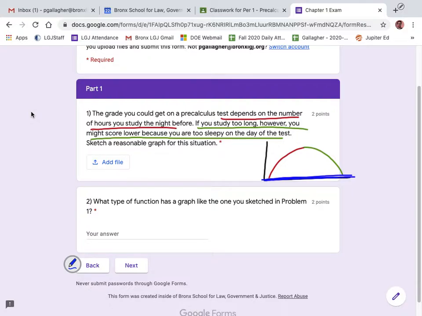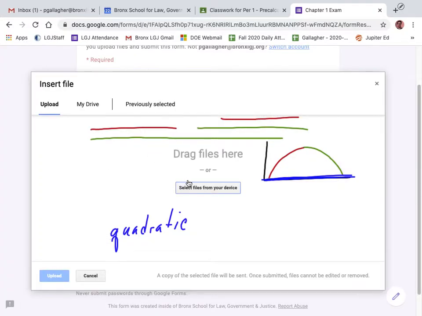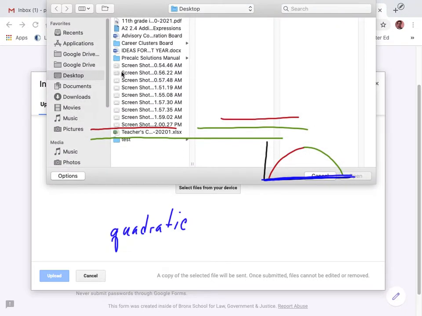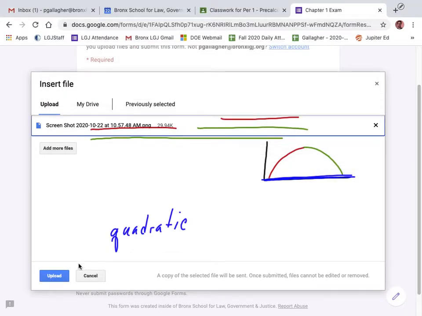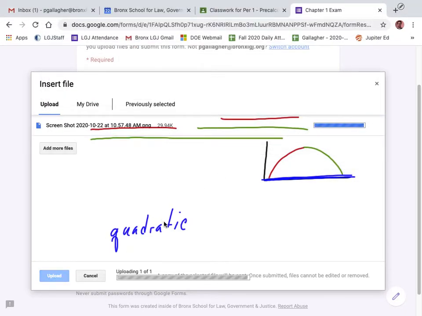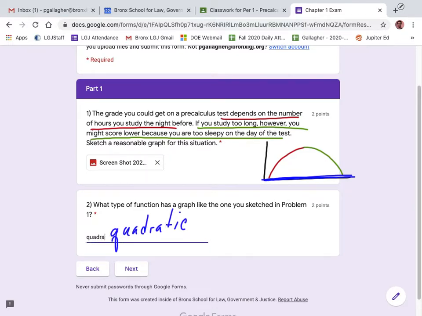And what type of graph has it? This is a quadratic. I would have also accepted parabola, anything like that. Next.